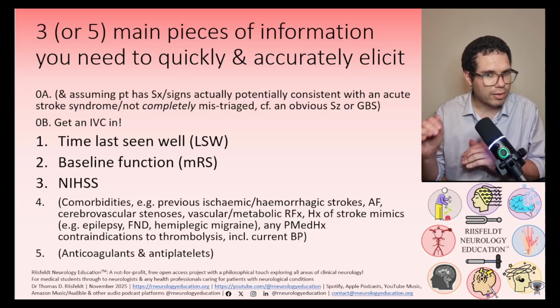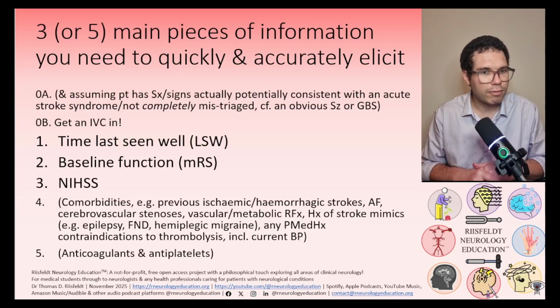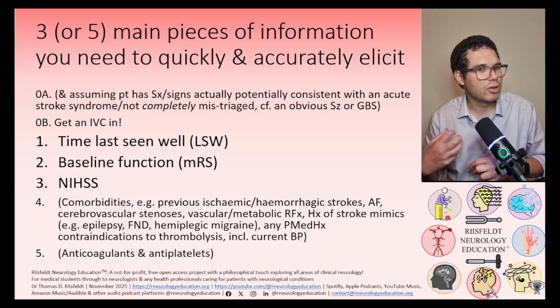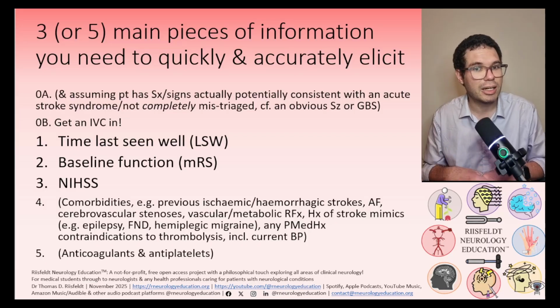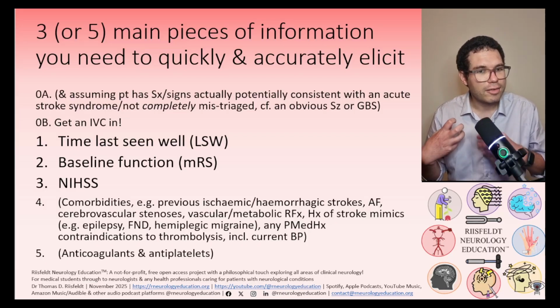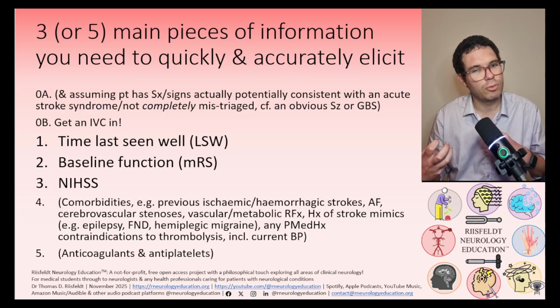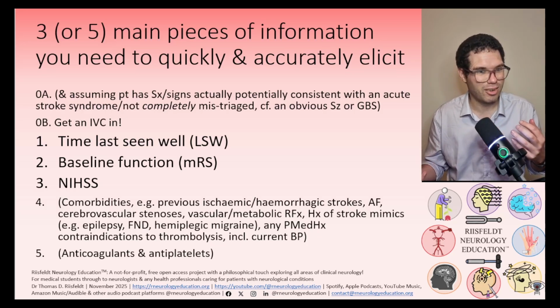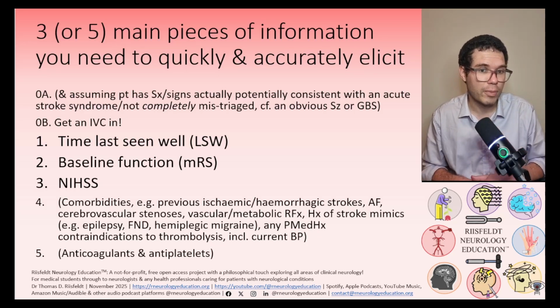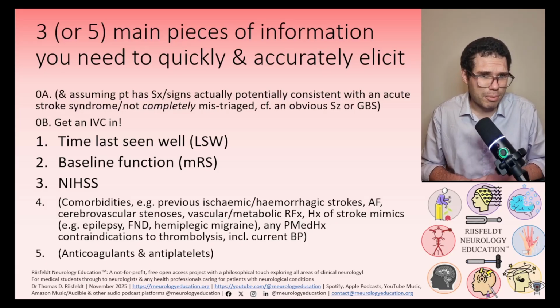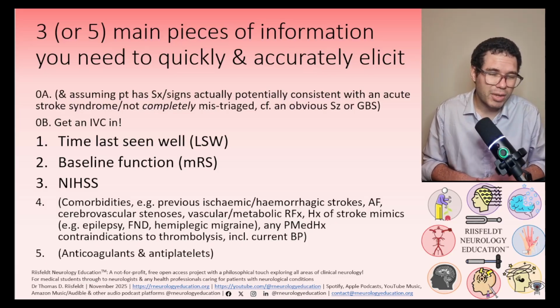So the very basic things, which aren't the 5, are firstly, when you get the phone call and you hear the story very briefly from the person giving it to you, this is all assuming that what's being told to you is that the patient has symptoms or signs which are potentially consistent with an acute stroke syndrome. So 99% of the time they will be.